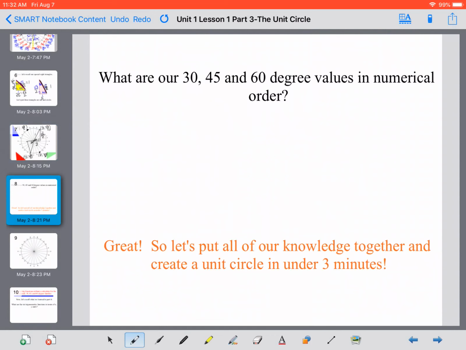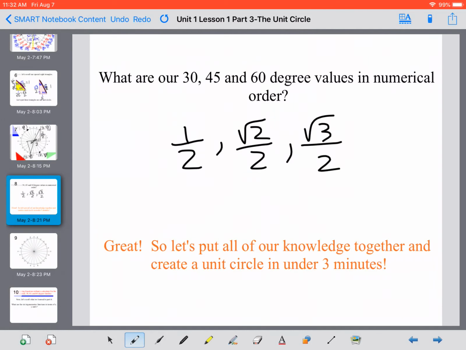I remember that if you think about our values, 1/2 is the smallest. Root 2 over 2 is the middle value. Root 3 over 2 is the biggest. Why? Think about this. Compare your 2's. 1 is smaller than root 2, right? Because 1 is the square root of 1, root 2 is bigger than root 1, so root 2 has to be bigger than 1, and root 3 has to be bigger than root 2. So this is my small, this is my medium, this is my large.